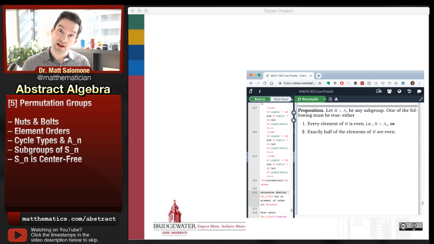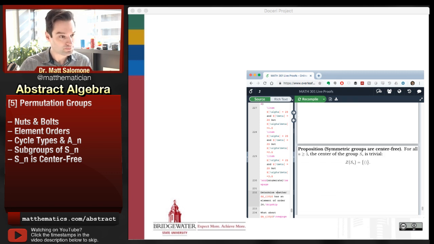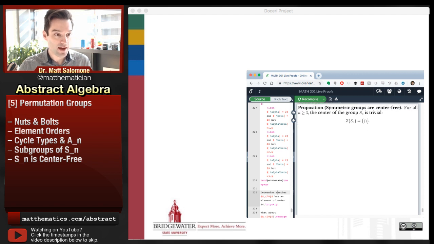One of them is that if I have any subgroup at all of a symmetric group Sn, then either that subgroup consists completely of even permutations, in other words, it resides completely within An, or the only other possibility is that exactly half of the elements of that subgroup are even and the other half are odd. So the only way to have a subgroup in Sn is either for the whole thing to be within An, or for exactly half of it to be within An. And then finally, if we get time, we'll take a look at the proposition that every symmetric group is center-free.